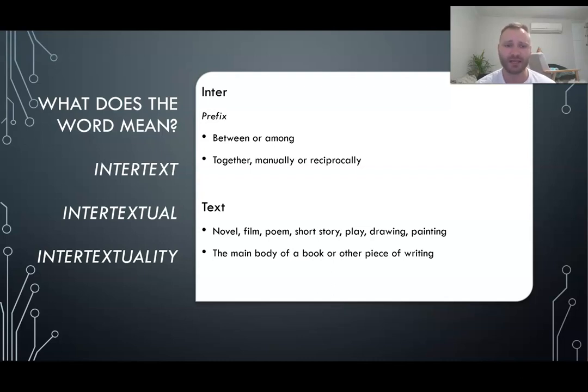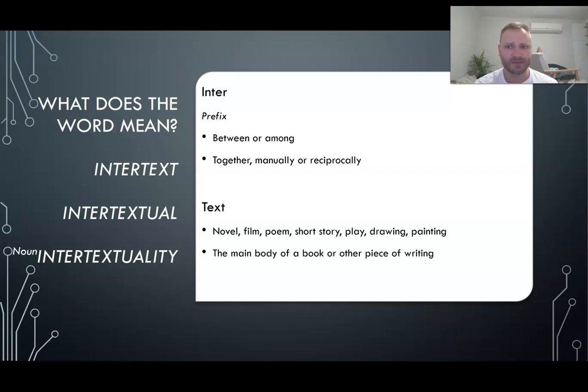Now, along the left, you see three different contextual words of intertextuality. The first being intertext, which we can use as a verb. All right, might also be a noun at times as well. Intertextual, more often used as an adjective, and intertextuality, the study of what we're doing, which is the noun.